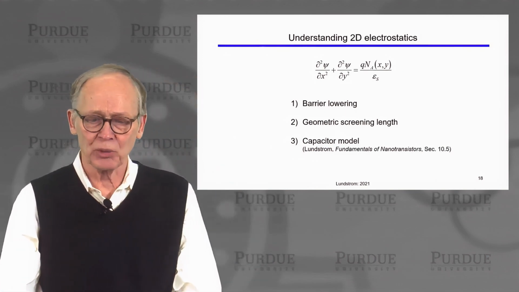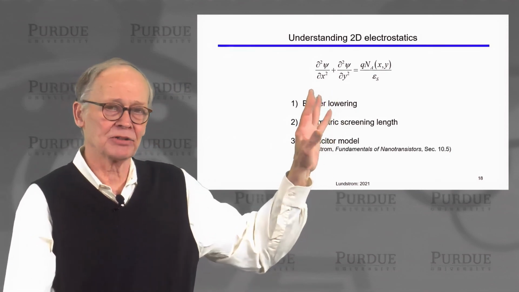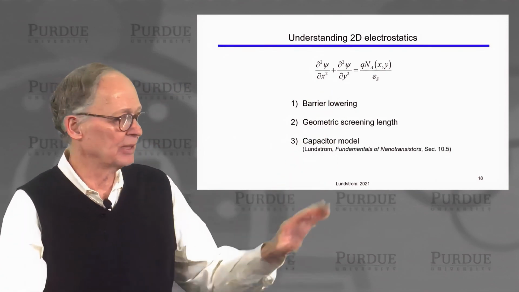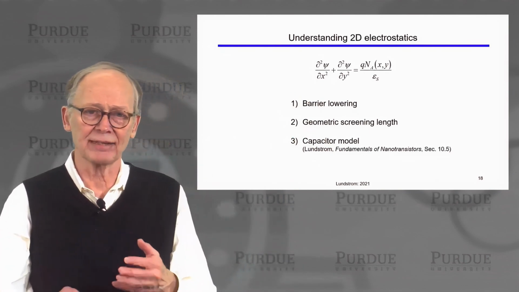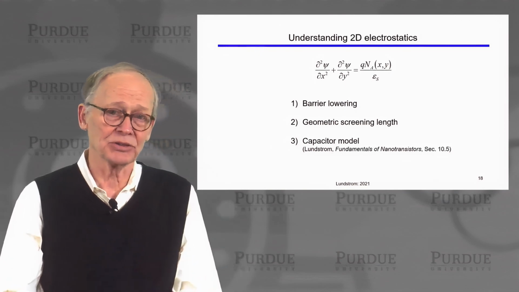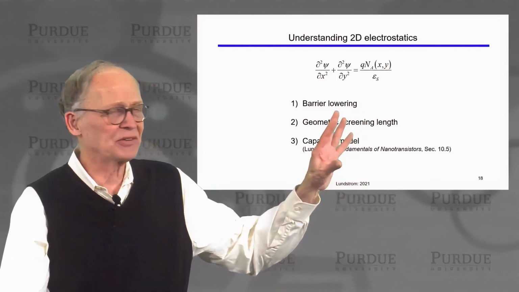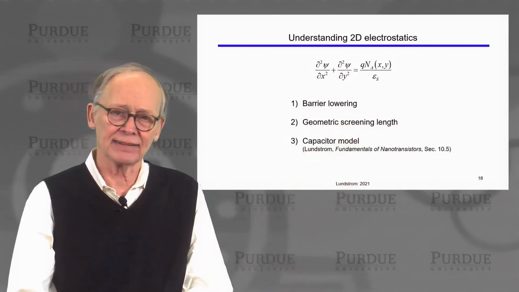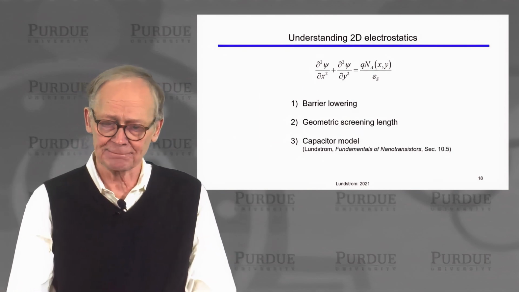So we've talked about some ways of understanding these two-dimensional effects. Barrier lowering just by drawing energy band diagrams, this concept of geometric screening length, which gives us a qualitative way to think about what we would observe in the numerical solutions to the 2- and 3-dimensional Poisson equation. There is a capacitor model that you can have a look at if you're interested, another way of looking at these two-dimensional effects.